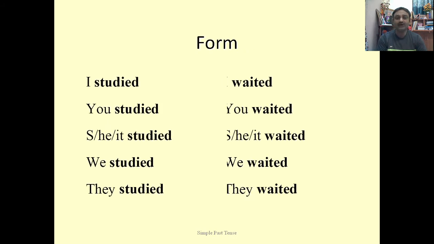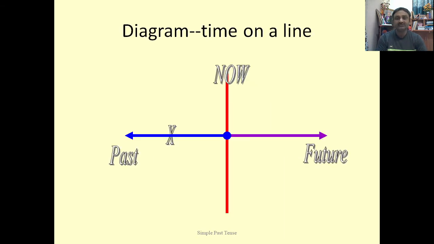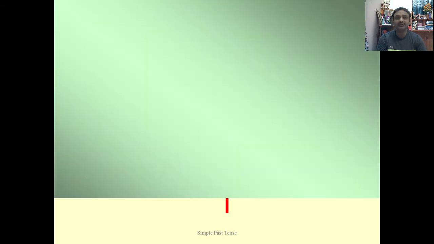Now the forms are: I studied, I waited, you studied, you waited, she, he, it studied, she, he, it waited, we studied, we waited, they studied, they waited. Similarly, we can understand this from the diagram, past, future, now, same diagram.